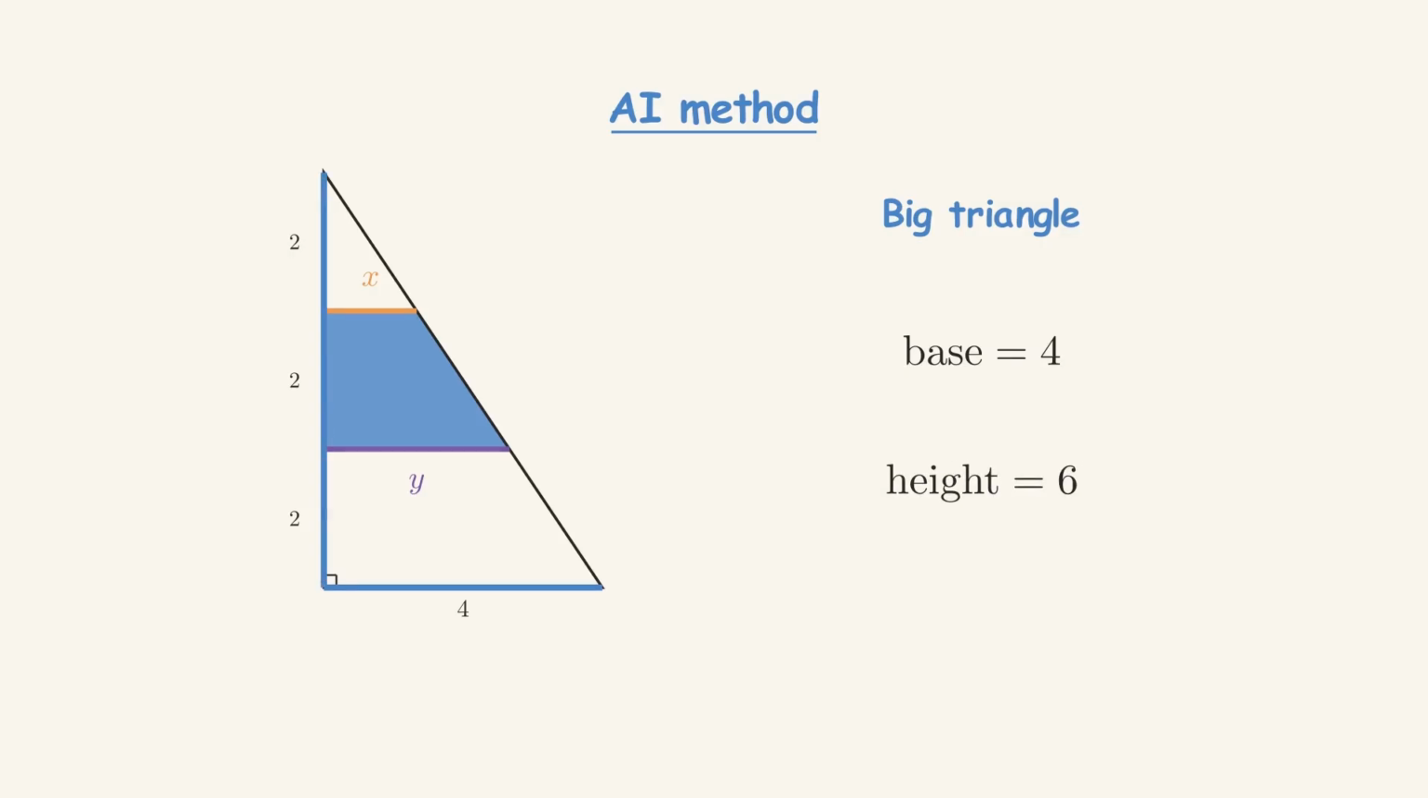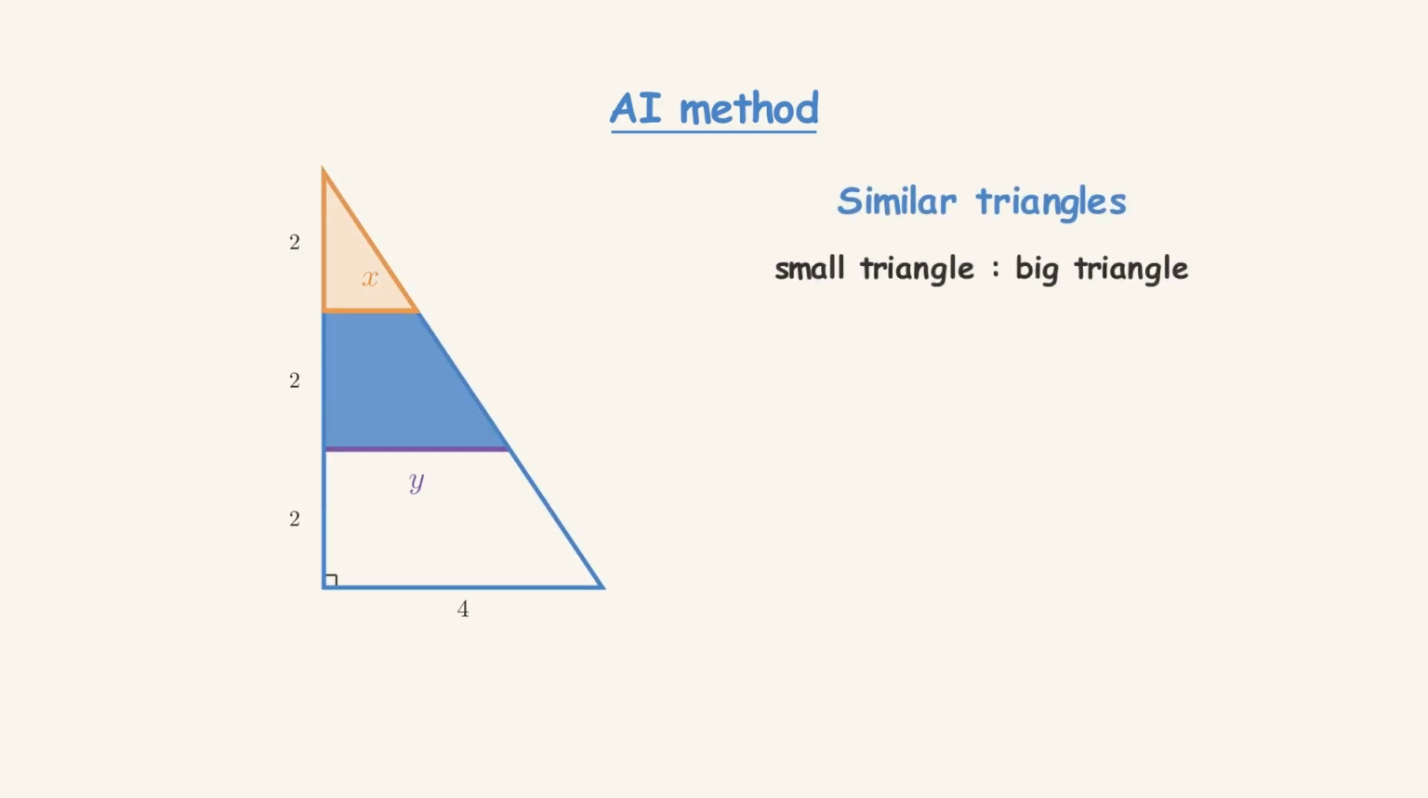To find x, compare the small triangle with the big triangle. They're similar, so their corresponding sides are proportional. The small triangle has height 2, while the big triangle has height 6. Their corresponding bases are x and 4. So x over 4 equals 2 over 6. That gives us x equals 4/3.